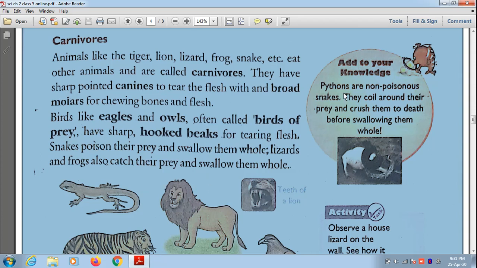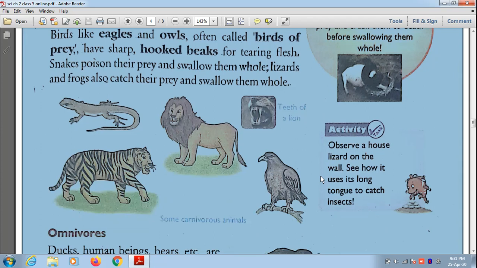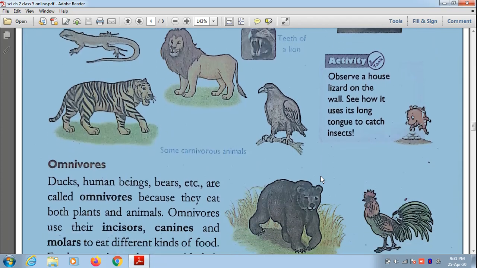Now, to add to your knowledge, we have something here. Just look here, children. Pythons are non-poisonous snakes. They coil around their prey and crush them to death before swallowing them inside. So that's something which is quite interesting. They don't just swallow their prey. They coil around and make their prey dead, and then they swallow them.